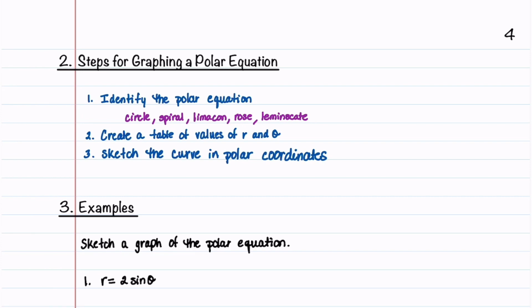We'll now walk through 4 example problems of graphing a polar equation. To graph a polar equation, we first need to identify the polar equation. We can look and find out if it's a circle, a spiral, a limacon, a rose, or a lemniscate. We then need to create a table of values of r and theta, and then we can sketch the curve.